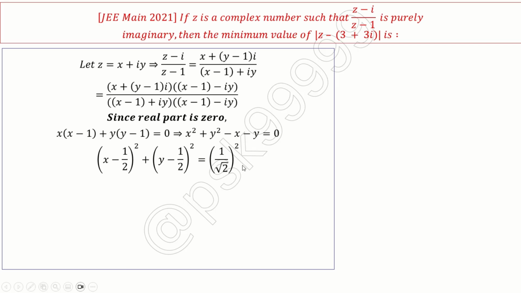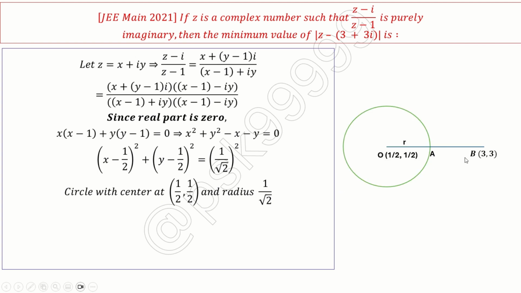Okay, so this is the equation of a circle. And where is my x comma y? X comma y is on the circle with center at (1 by 2, 1 by 2) and radius 1 by root 2. Okay. Now, this is my circle. Center is at 1 by 2 comma 1 by 2.